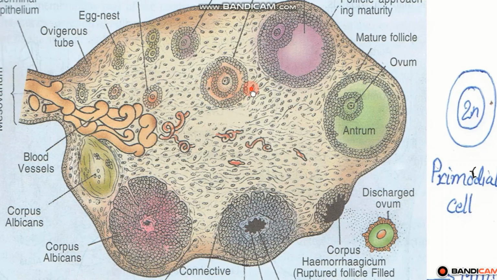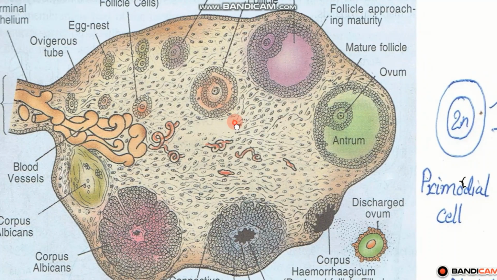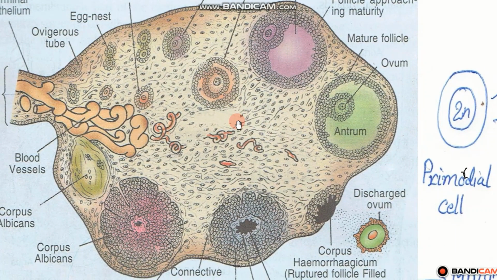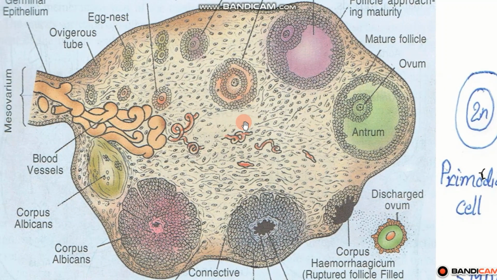I told you that the ovum is produced in the ovary. The ovary is the main sex organ in females where gametogenesis occurs, where gamete formation occurs, means the ovum will form. So this structure needs to be made clear. The gametogenesis process occurs in the stroma of the ovary.